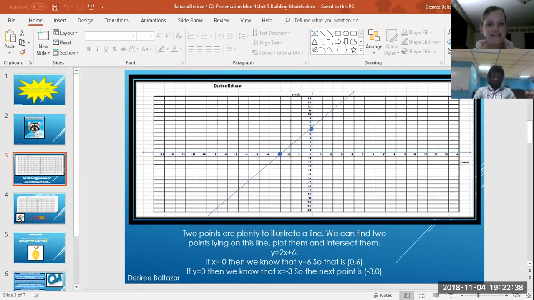You can see the 0, 6 and the negative 3, 0, the 2 dots on the graph, lined up with the arrow pointing upwards. And those are the 4 quadrants that the x and y axis make. Pretty simple.